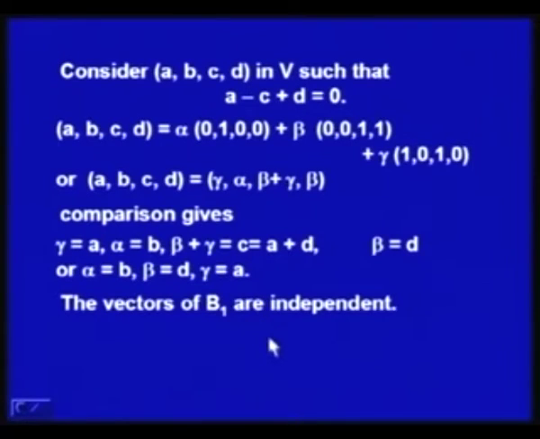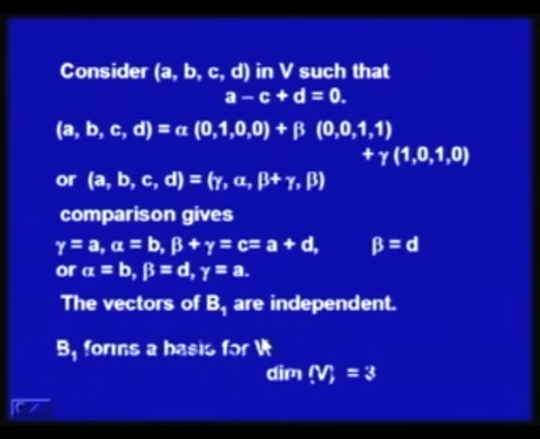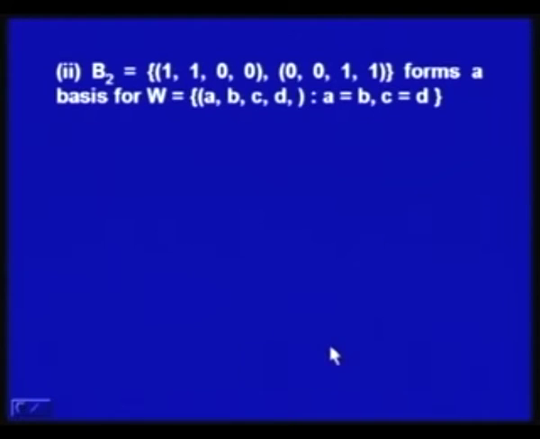Now, the vectors of B1 are independent, that can be checked, and since the vectors of B1 span the subspace V, therefore, we say that B1 forms a basis for V, and since there are 3 independent vectors in B1, the dimension of V is 3.